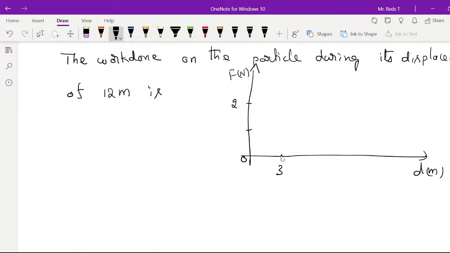Then a force of 2 Newton acts till 7 meter position, a constant force. Then the force decreases to 0 at 12 meter position, right? This is the given data. Then what is the work done?